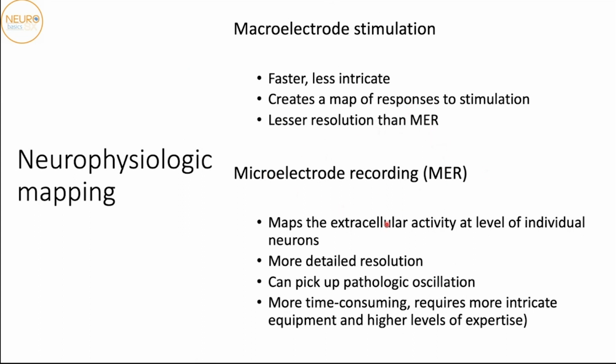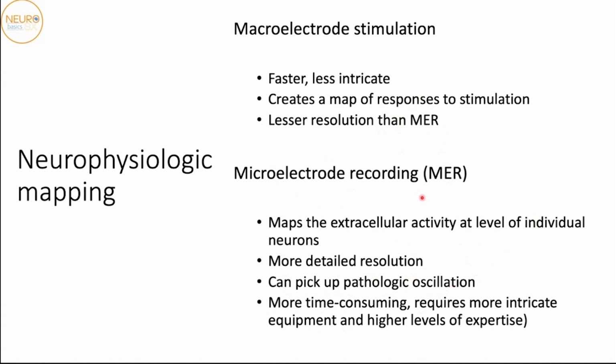Microelectrode recording, on the other hand, is able to map activity at the level of individual neurons, so it provides a more detailed resolution. It can even pick up the pathologic oscillations that we discussed in the previous seminar, which are the primary pathology responsible for PD. So it can go to the STN or the GPi and pick up these pathologic oscillations.